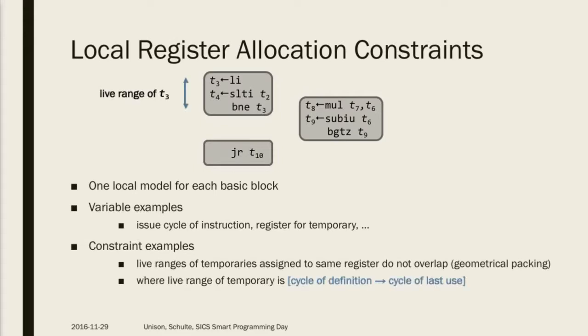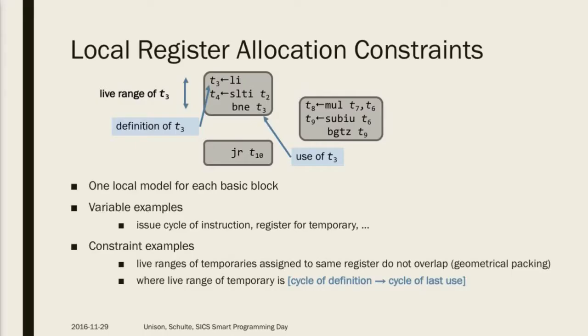And the live range of a temporary basically ranges from the cycle of the definition of the temporary to the cycle of the very last use, right? So you see that there's the definition, and there's the last use, and that defines the live range. And these live ranges are not allowed to overlap, right, for temporaries that end up in the same register.